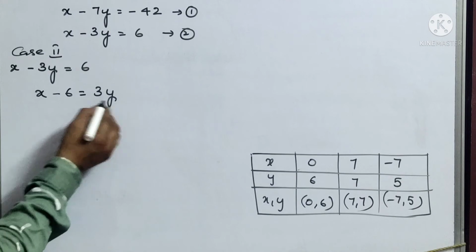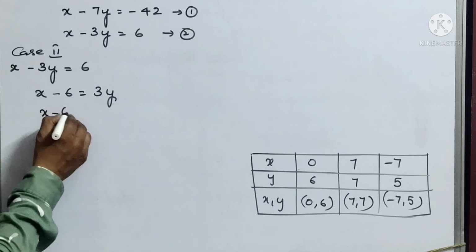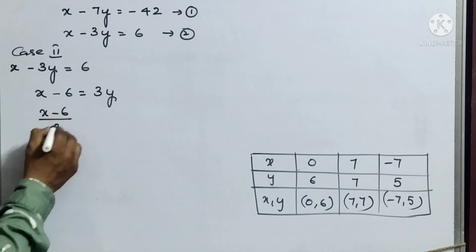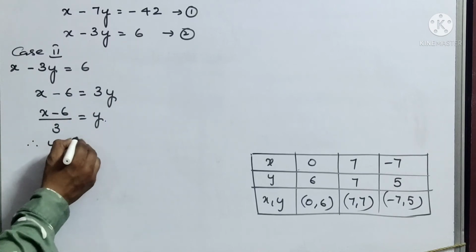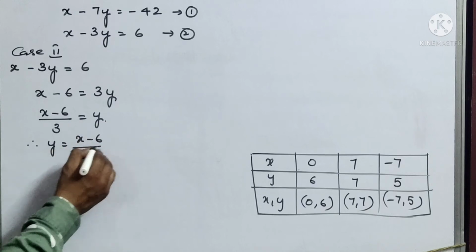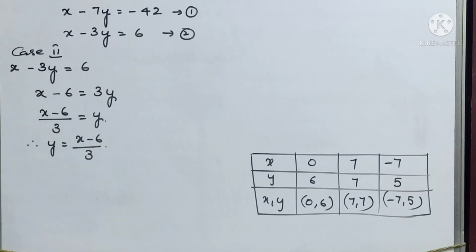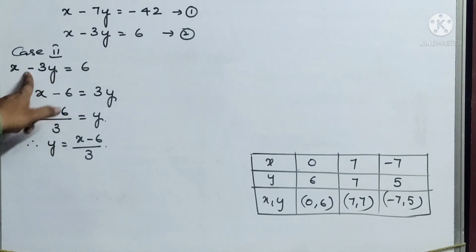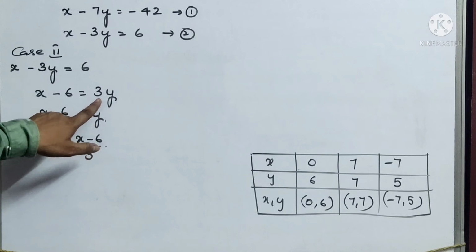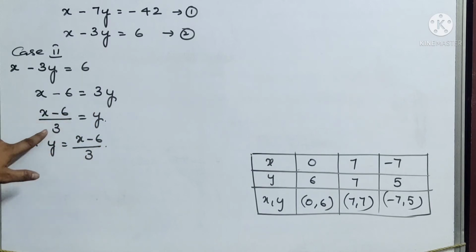Now you want y only, no? (x minus 6) by 3 equals y. Therefore y equals (x minus 6) by 3. Okay children, x minus 6 you brought this side, minus 3y that side you send as plus 3y. Now you want only y, so 3 comes here. That means (x minus 6) by 3 is the value of y.